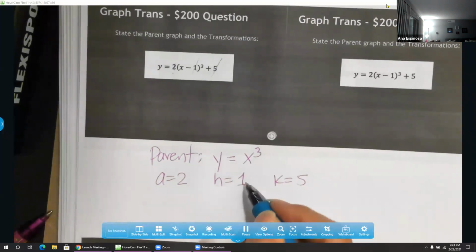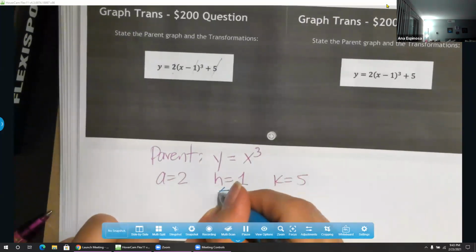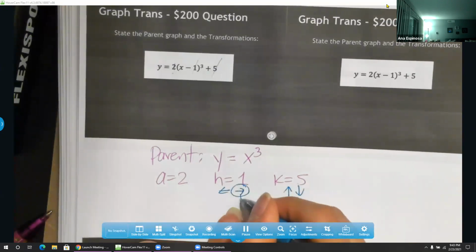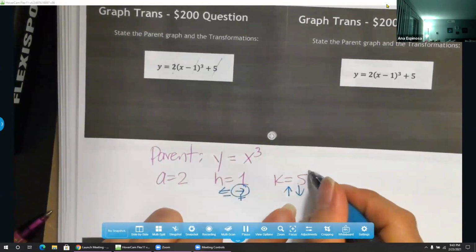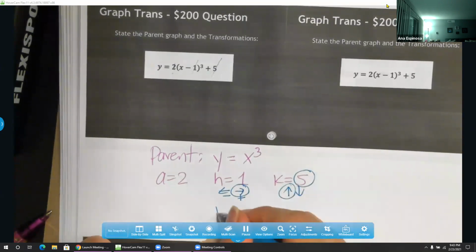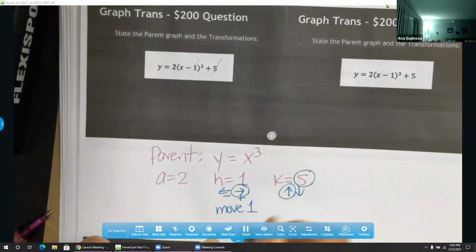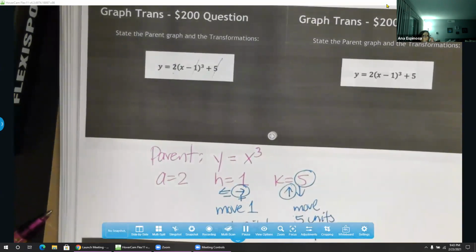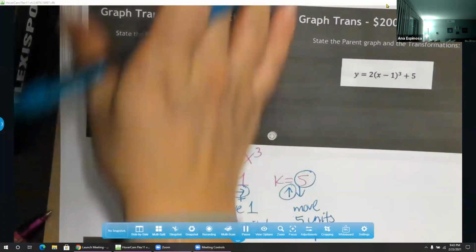All right, let's start with the H. This one moves left, right. And the K moves up, down. So if H is positive, it goes to the right. If K is positive, it goes up. So it's going to move 1 unit right, move 5 units up. Okay. Let me zoom out.